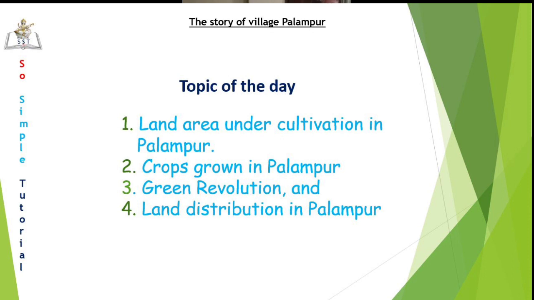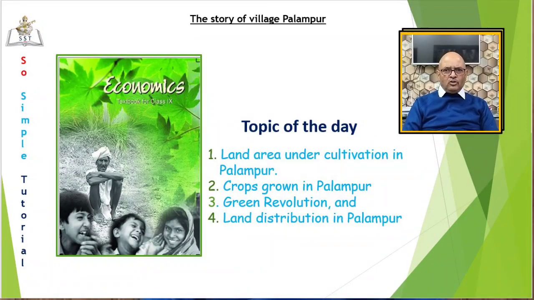distribution in Palampur. Farming is the main economic activity in Palampur. 75% of the people who are working are dependent on farming for their livelihood. These people could be farmers or farm laborers. The well-being of these people is closely related to the production on the farms.